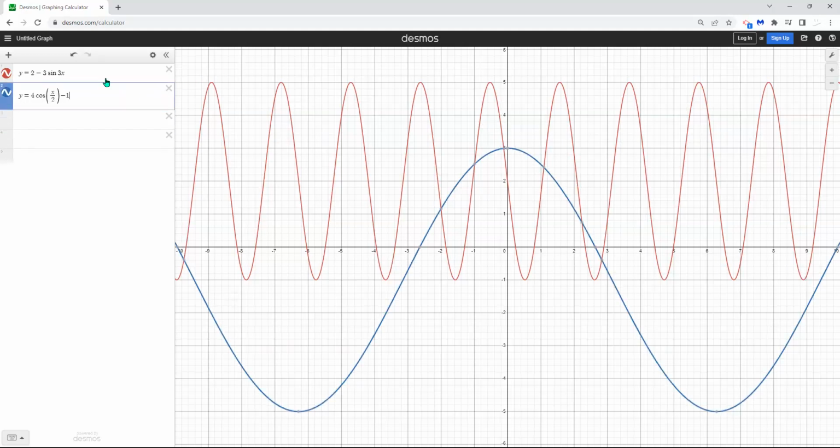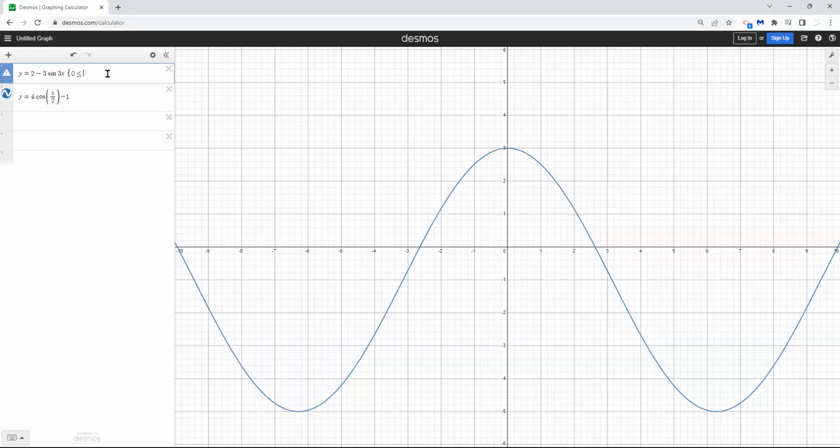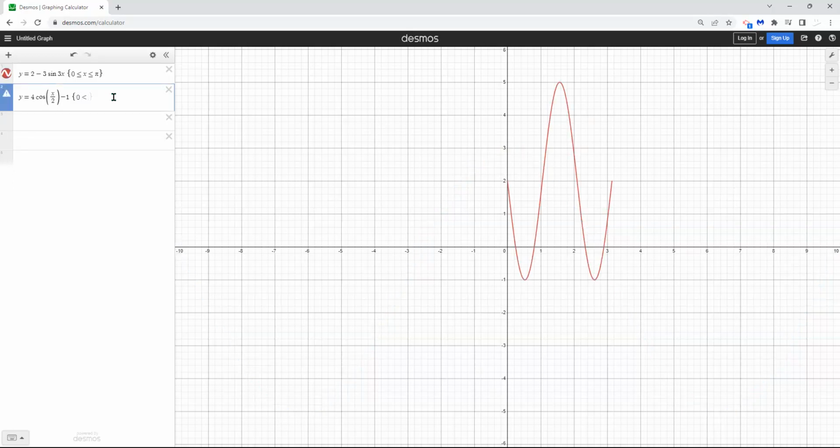So we only need the graph to go from 0 to 180 degrees. So we can do the following: 0 less than or equal to x less than or equal to, here Desmos can only accept radians, so it must be pi over, let's think, it's just pi, right? Sorry, 180 is pi. Then the other one is 0 less than or equal to the same thing. I can actually copy and paste. Backspace, paste, like this. Okay, that's the graph.